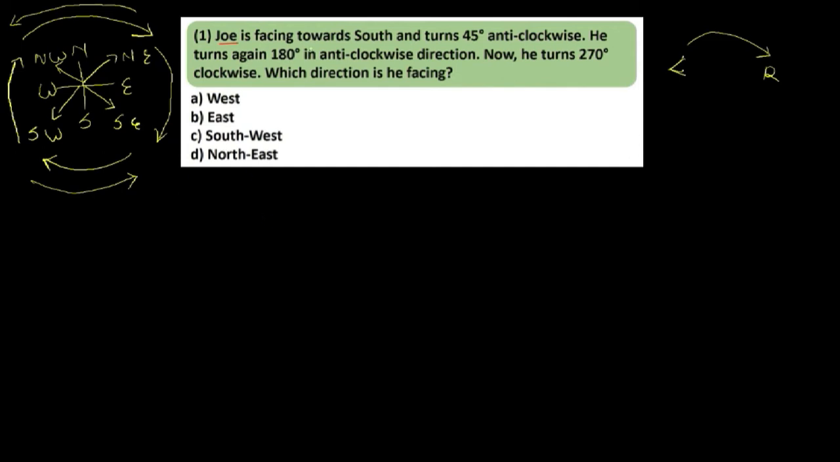And let's start with the problem. Joe is facing towards the south. Okay, I will just read, and as I read I will continue drawing it. Joe is facing towards the south, and then he turns 45 degrees anti-clockwise. So anti-clockwise is this direction, anti-clockwise.